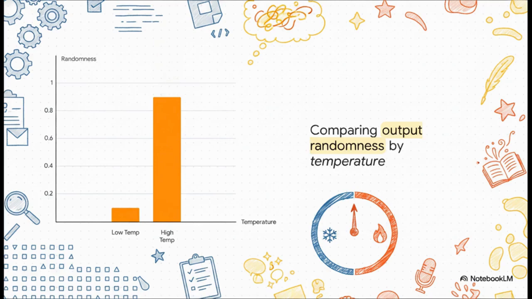On the left side, we have low temperature. Turn that dial down to near 0, and the AI becomes highly factual, focused, and predictable. It gives the most statistically likely answer every single time, perfect for coding or data analysis. But turn the dial up to high temperature, and the AI starts taking risks. The output becomes highly creative and a bit more random. That's what you want for writing a poem or brainstorming marketing slogans. It's the exact same model, just a completely different temperature setting.